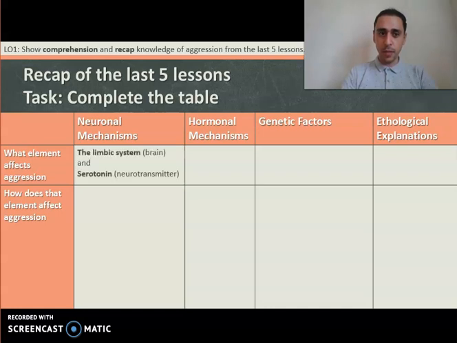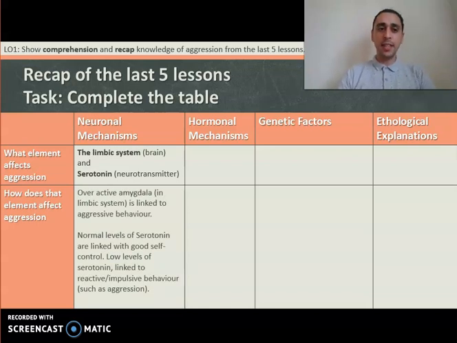aggression? It was the limbic system, which is found in the brain, in case you didn't know where your brain was, and serotonin. Serotonin is a neurotransmitter also found within the brain and within the body. How does that element affect aggression? How does the limbic system and serotonin affect our aggression?